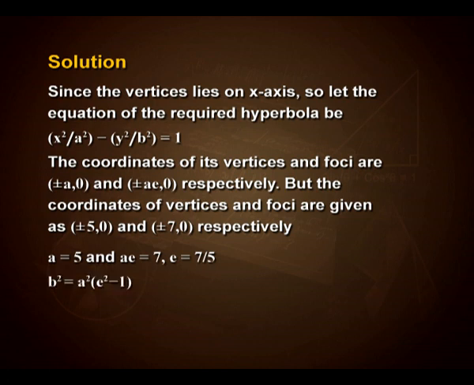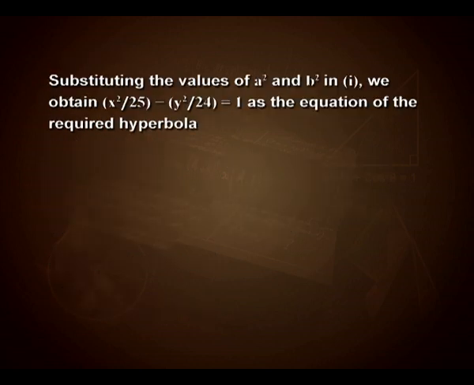Therefore, a is equal to 5 and ae is equal to 7, and e is equal to 7 upon 5. b square is equal to a square into e square minus 1, which can be expressed as b square is equal to 25 into 49 upon 25 minus 1, which on simplification gives us 24. Substituting the values of a square and b square in 1, we obtain x square upon 25 minus y square upon 24 is equal to 1 as the equation of the required hyperbola.